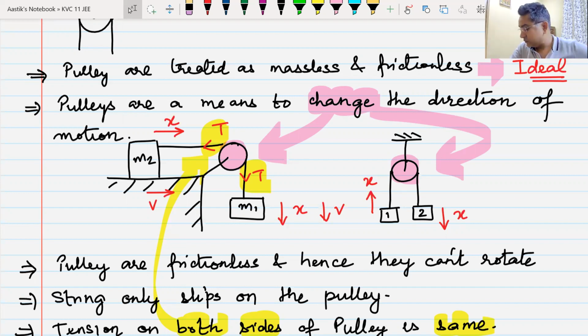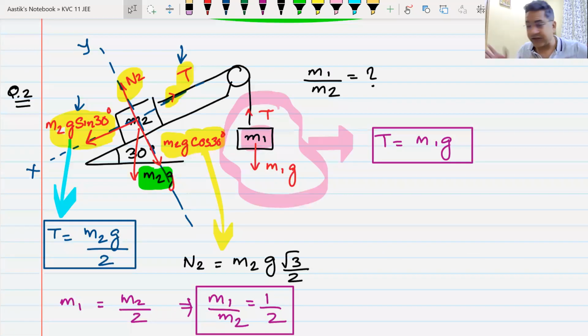So we have already seen this string constraint. This is what I call string constraint. They are attached to each other by strings. They just cannot move freely. Yes or no? Any question that we did on string consisted of the string constraint.